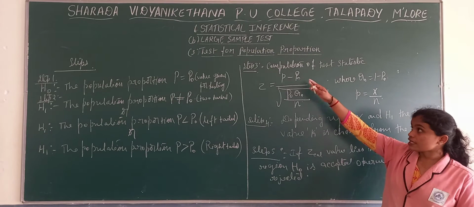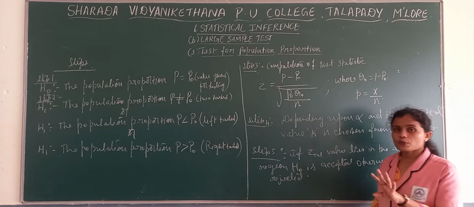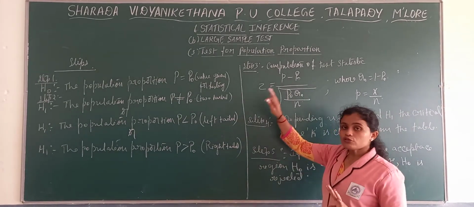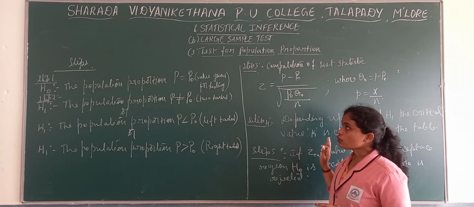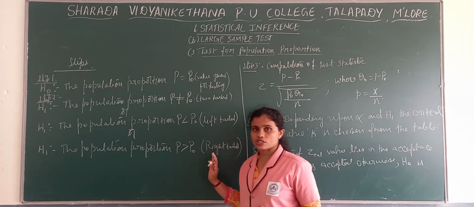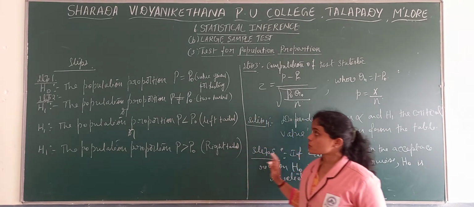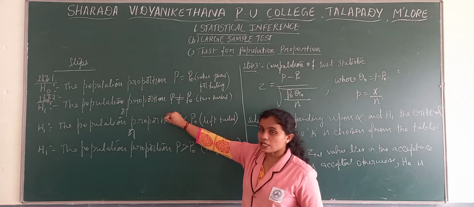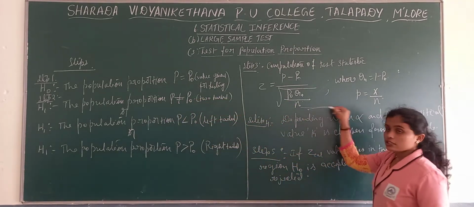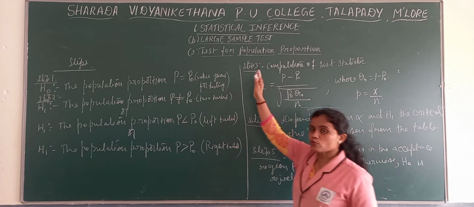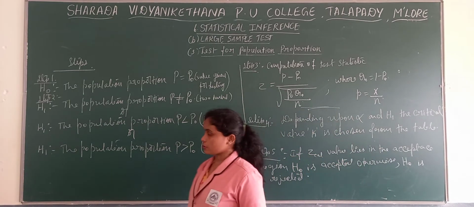In case of large sample tests, you have 4 procedures, depending upon the 4 applications. So this is about the third procedure. All 4 procedures are similar except for the null and alternative hypotheses and the formula. It will differ from one application to another.